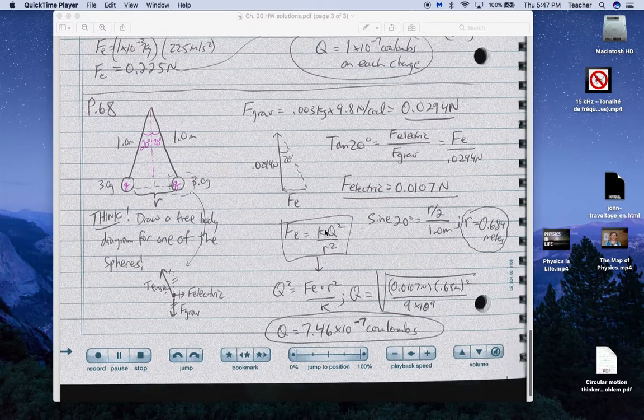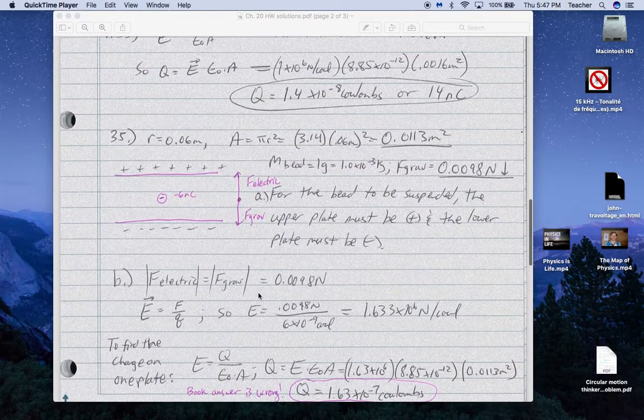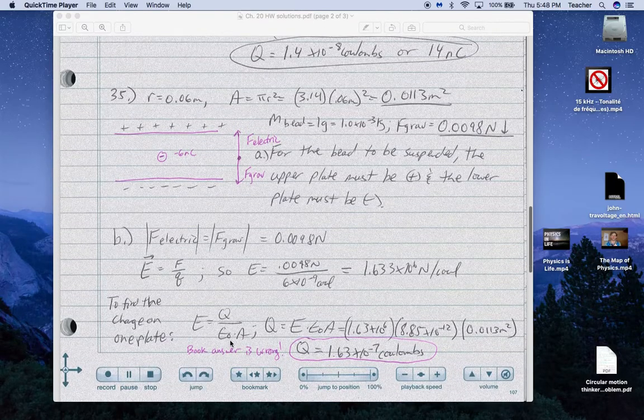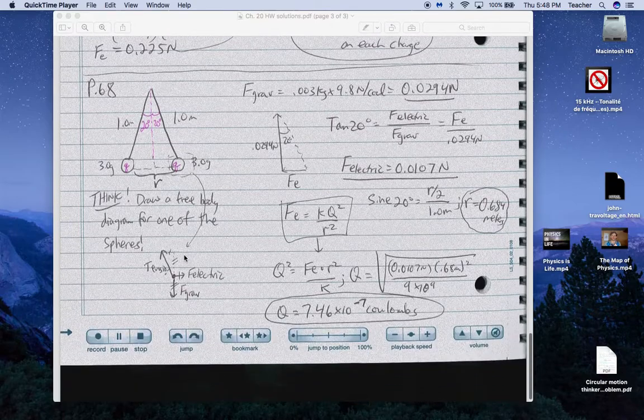P68, we went over this as well. The key thing here is there's a lot of different aspects. I think this is a better problem than maybe this earlier one with capacitors. I know that was kind of tough because of this formula with capacitance. But this down here is something that involves gravity and Coulomb's law. Those you should be very familiar with at this point.